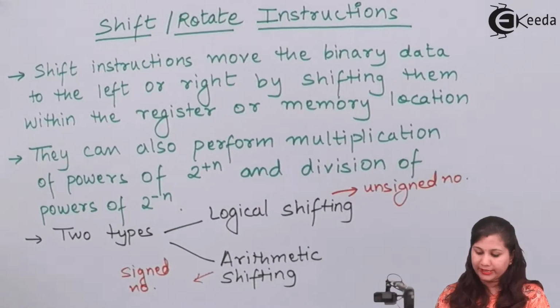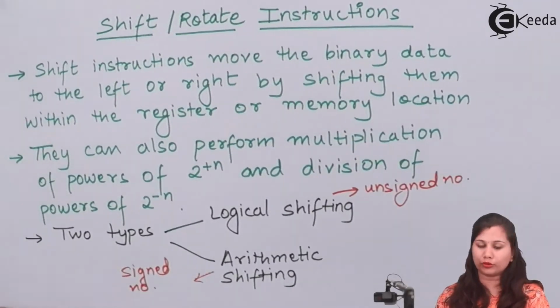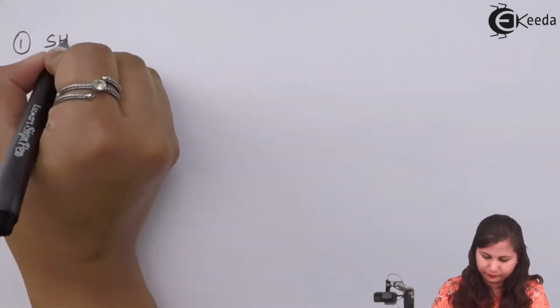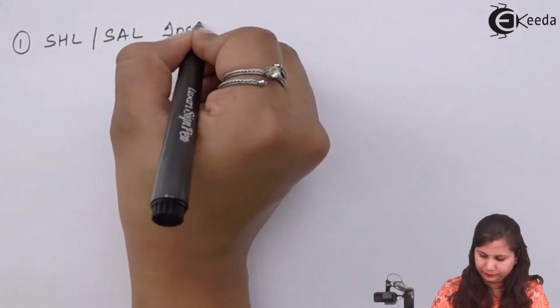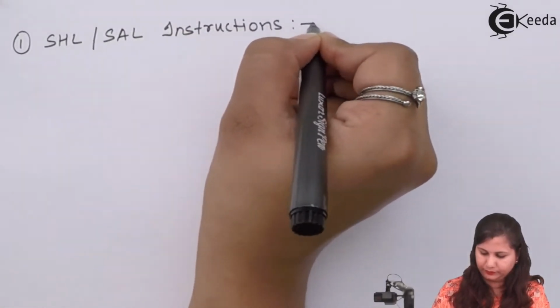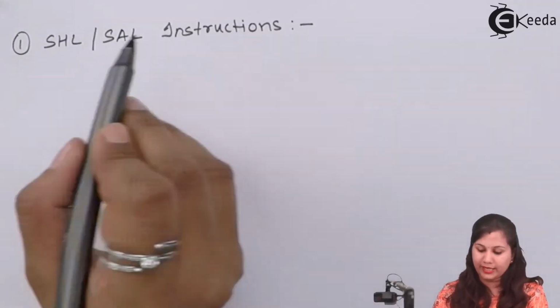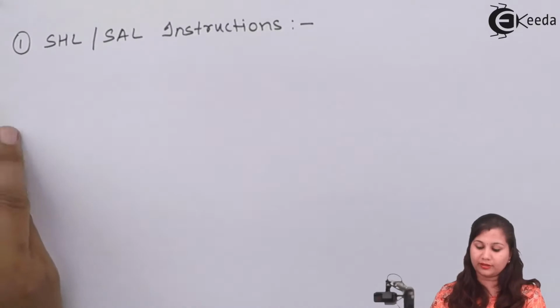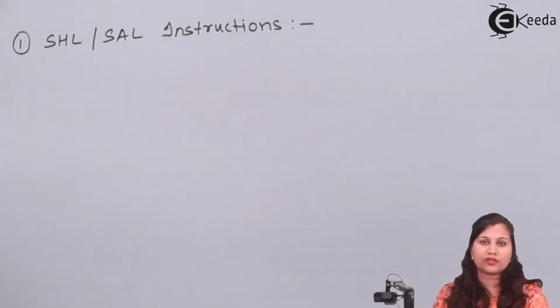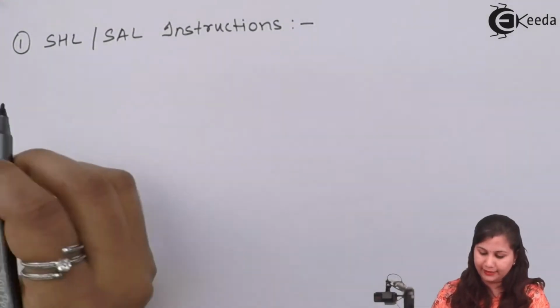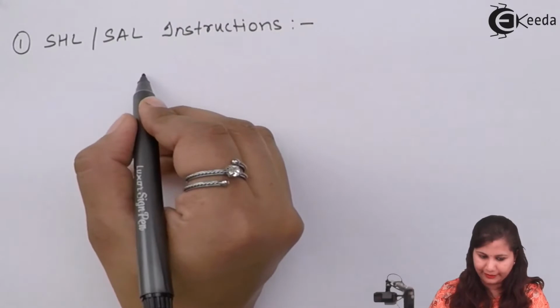Okay, so let us study the shift instructions. There are four types of shift instructions available in the 8086 microprocessor. First is the SHL and SAL instructions. These instructions shift the data which is there in the register or memory location to the left side. The difference between the two is that, let's have a diagram here.